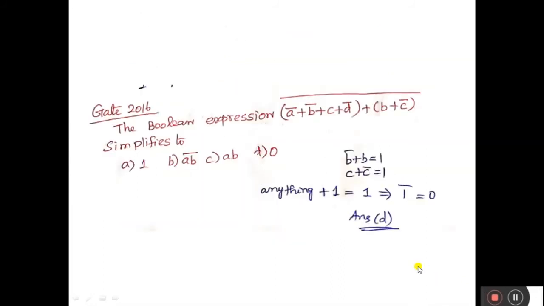Next question, GATE 2016. The Boolean expression (A bar plus B bar plus C) plus (D bar plus B plus C bar) whole bar simplifies to: option A 1, option B A B bar, option C A B, option D 0. So from the given question, see here B bar plus B, that is 1, we know already, and C plus C bar, that is also 1. So any term OR'd with 1, we can write it as 1. So this 1 complement becomes 0. So the answer is directly option D.